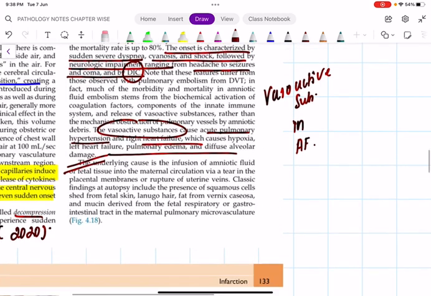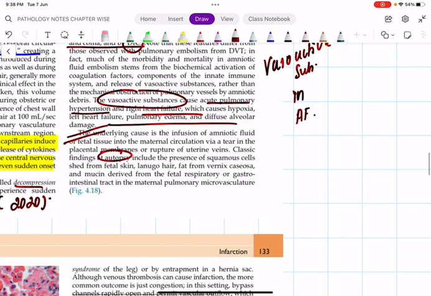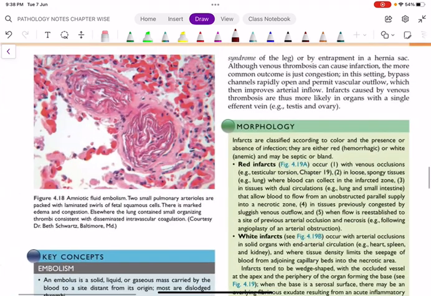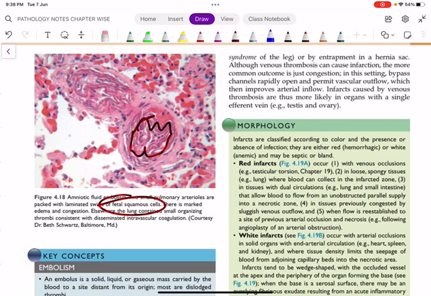The classical findings at autopsy include squamous cells shed from the fetal skin, lanugo hair, fat from vernix caseosa, and mucin derived from the fetal respiratory or gastrointestinal tract. All of these can be seen in the maternal pulmonary circulation. What you are seeing here is the fetal squamous cells.